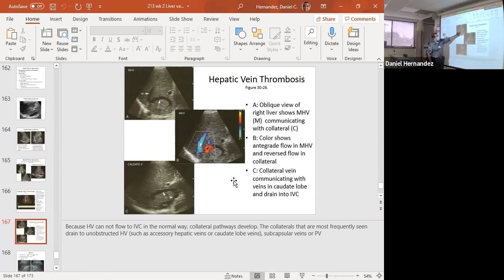So this is a collateral vessel coming down your main middle hepatic vein, normal flow direction. If this was a collateral connecting to that, it should be flowing hepatofugal, but in this case, we have reversal of flow. Because the hepatic vein cannot flow into the IVC in a normal way, collateral pathways develop. Collaterals are most frequently seen draining to non-obstructed hepatic veins, such as an accessory hepatic vein or the caudate lobe veins.